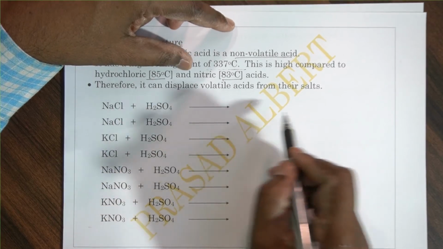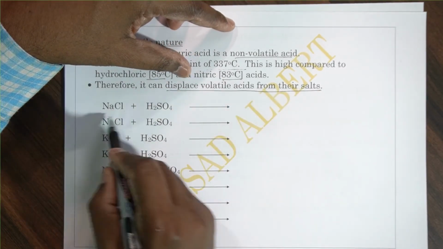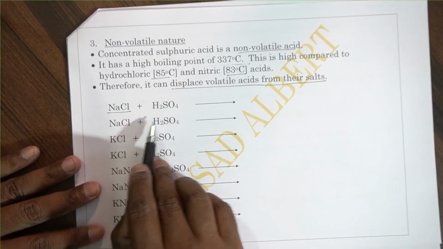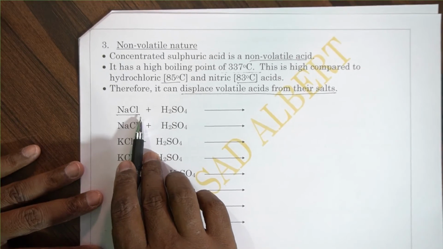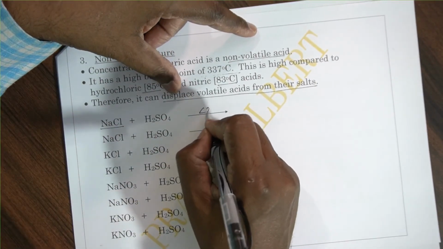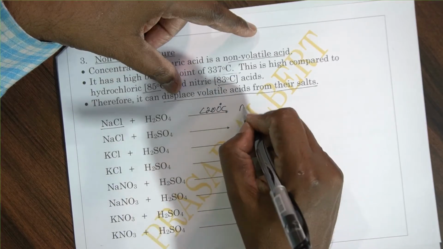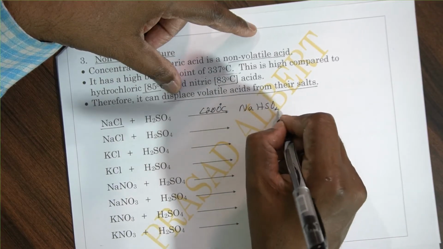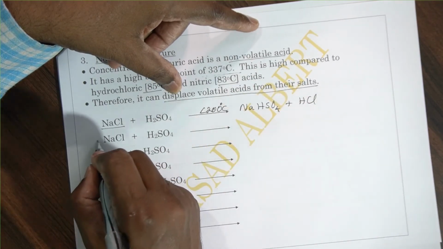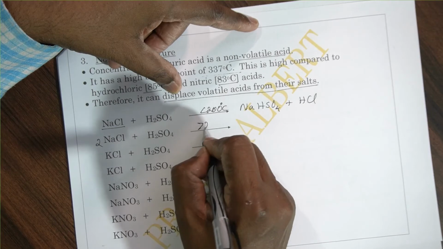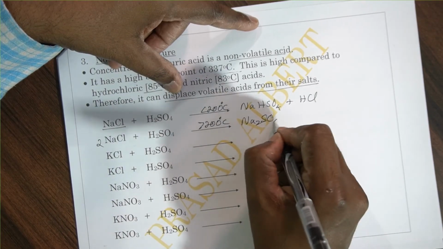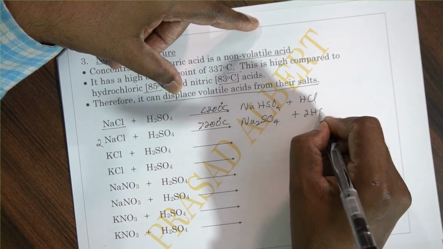So it can displace volatile acids from their salts. These salts are ionic compounds. When concentrated sulfuric acid is heated with it, it does not vaporize out. It will stay in the medium and it will react. So NaCl, we have already learned these reactions. Below 200 degrees Celsius will give you NaHSO4 and HCl. The acid HCl is liberated from NaCl, and above 200 degrees Celsius you will have Na2SO4 and 2HCl coming up, right?